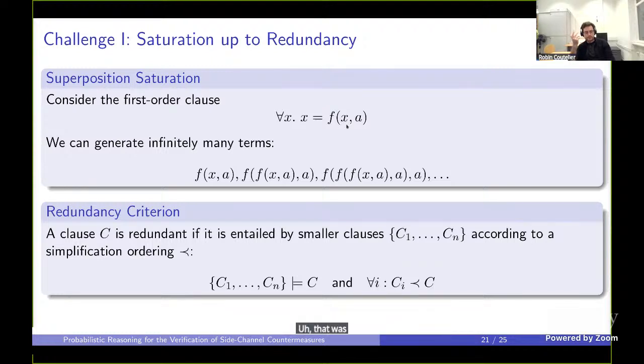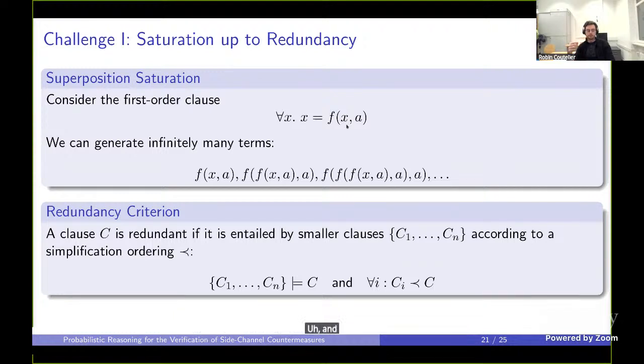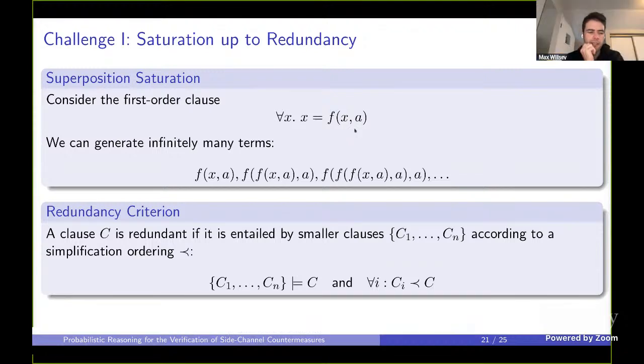That was also my first intuition, but I don't really know how to convince myself that you're not losing proofs by doing that. And then on the second round, when in Vampire you generate new clauses, you run the clause through subsumption checks, for example, which are much more expensive, but allow you to remove some more redundant things. So you have these 2 rounds where whenever you can infer from the get-go that something is useless, you don't do it. And then after that, you still have a cleaning up period. I see. Very interesting.